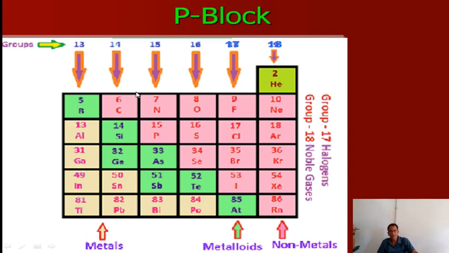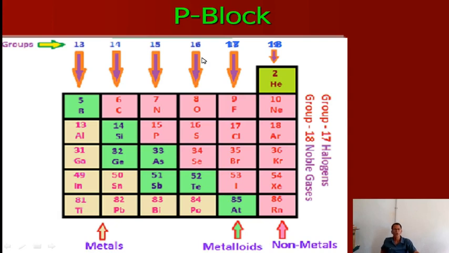Then the carbon family, that is group 14. Group 14 means 4 electrons in the outermost shell. These are carbon, silicon, germanium, tin and lead. These are the carbon family. Group 15 is called the nitrogen family: nitrogen, phosphorus, arsenic, antimony, bismuth. These have 5 electrons in the outermost shell.